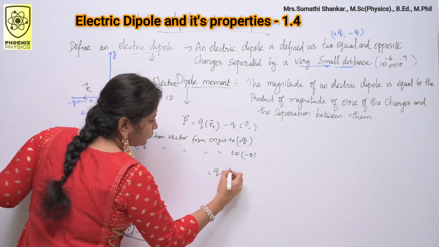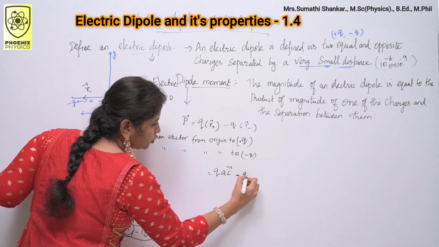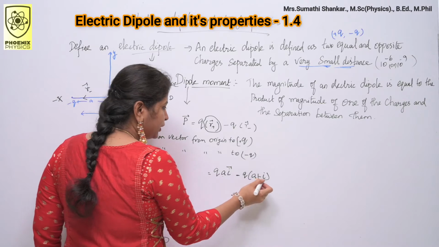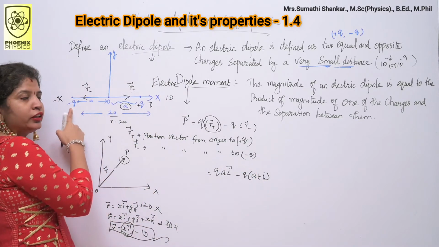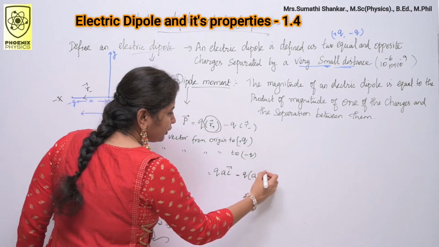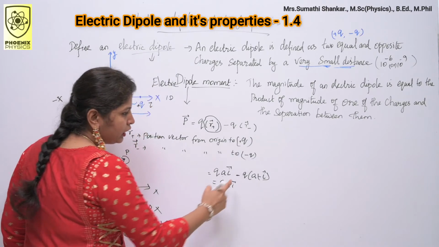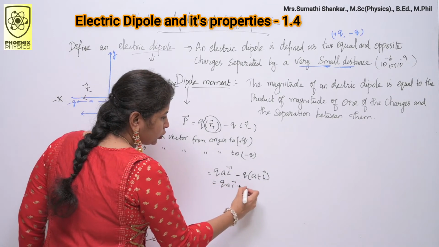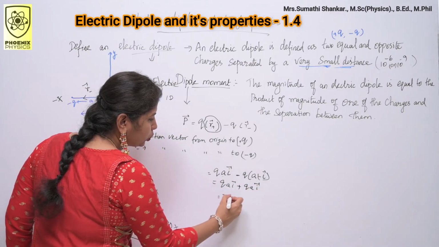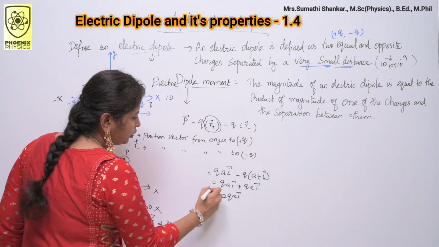So you can write like this: AI vector minus Q into, instead of R minus you write AI, but this minus Q is on the negative x direction, so you put minus I vector here. So QA I vector minus into minus plus QA I vector. Add these two, you can get 2QA I vector. This is my P.